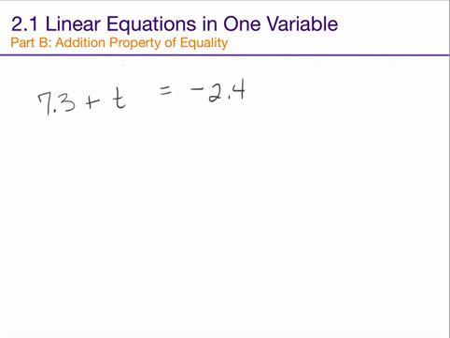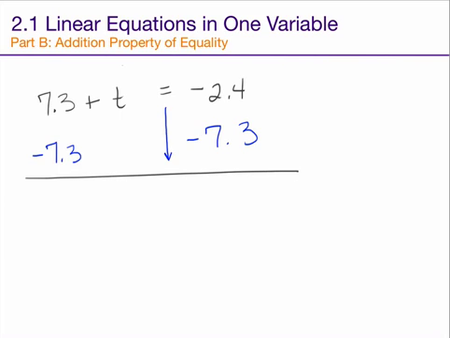So if I want to isolate the t here, get it by itself so that I can find out what its value is, the thing I need to get rid of in this case is the 7.3. What can I do to the left-hand side to get rid of 7.3? Subtract 7.3. But if I do that, I must do it once on each side. Now, 7.3 minus 7.3 is 0. These are similar terms, so I can add them together, and when I do, I get 0. 0 plus t is just t.